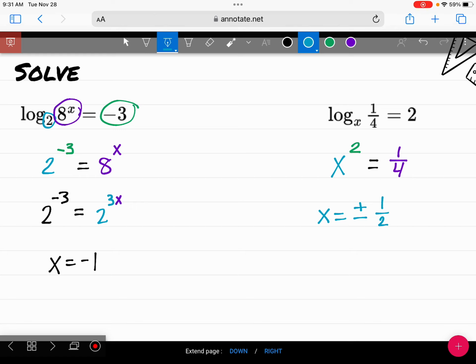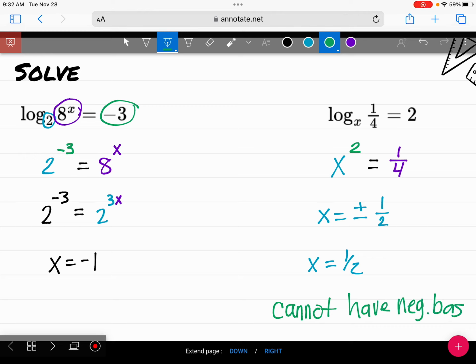Can I have a negative logarithmic base? No, we cannot have the base be negative, because if we switch it back, that gives us a negative in our base of our exponential. So our answer here has to be that x is 1/2, because you cannot have a negative base. We cannot have the negative base of a logarithm. That's when we get weird jumpy piecewise-looking things. Super gross. We're not doing that.